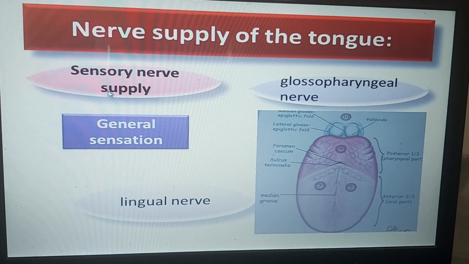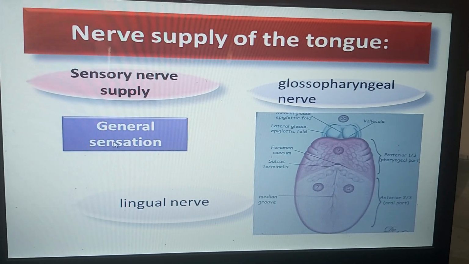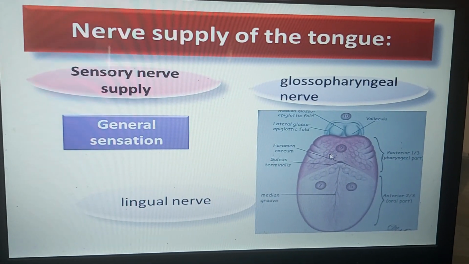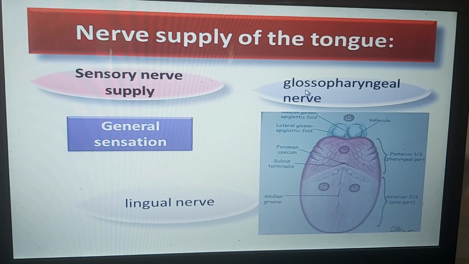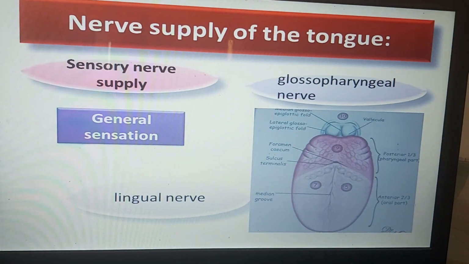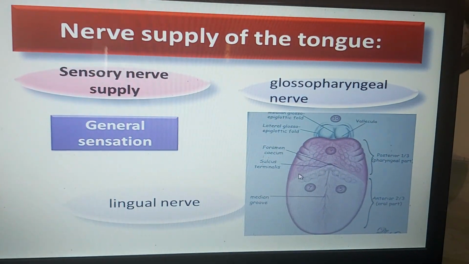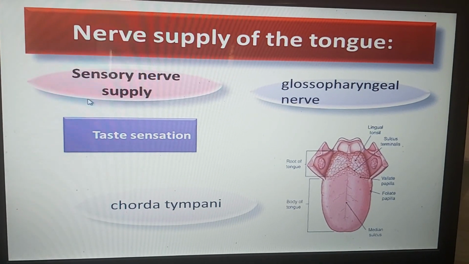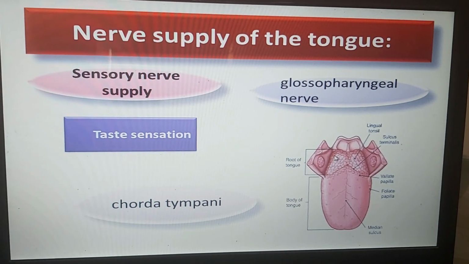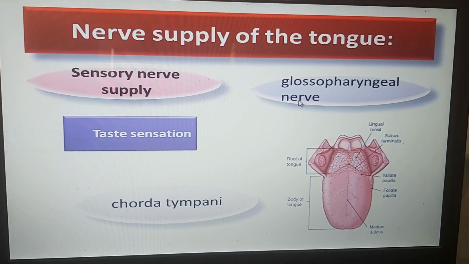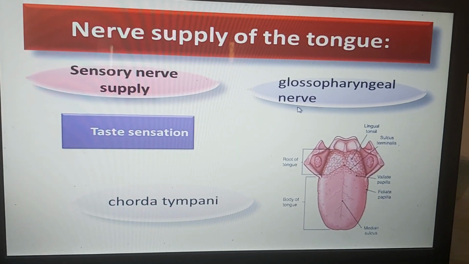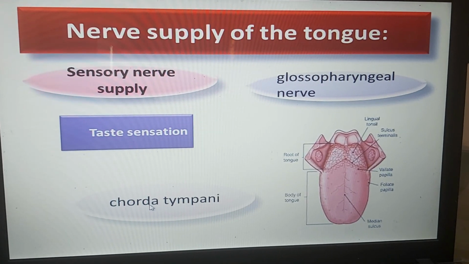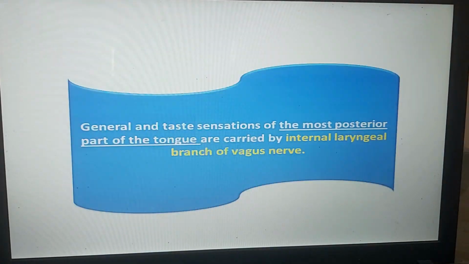Nerve supply of the tongue. Sensory starts with general sensation, pain, temperature, like this. The general sensation of the posterior 1/3 of the tongue is carried by the glossopharyngeal nerve, while the anterior 2/3 is carried by the lingual nerve. Taste sensation: for the posterior 1/3 of the tongue, taste is also carried by the glossopharyngeal nerve, while the anterior 2/3 is carried by the chorda tympani.